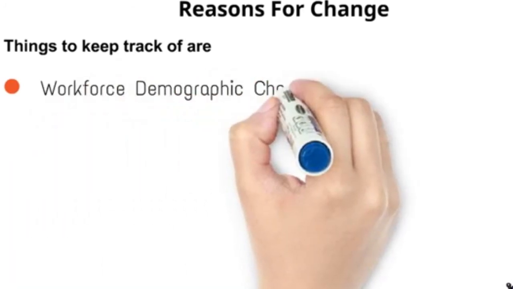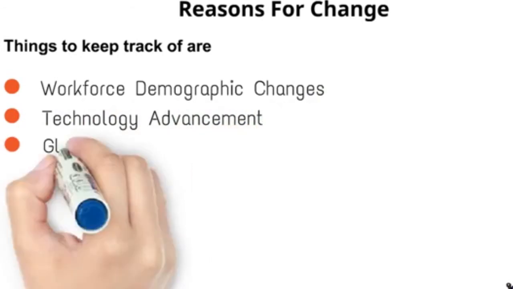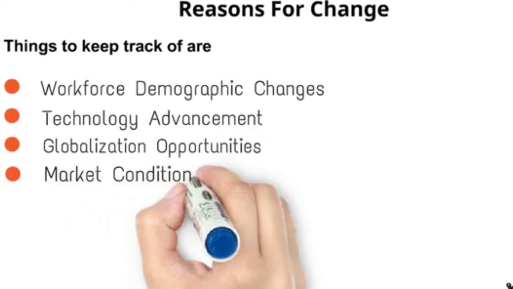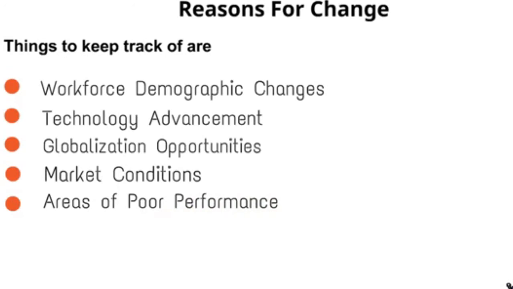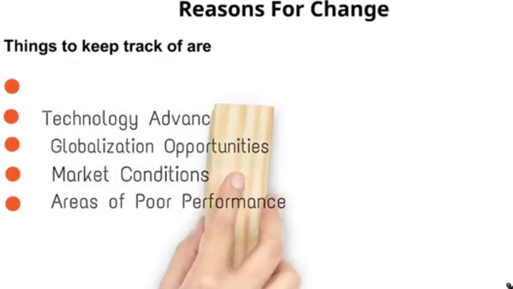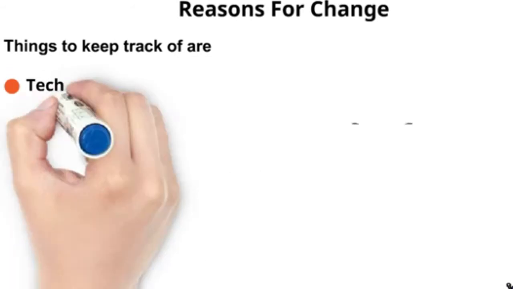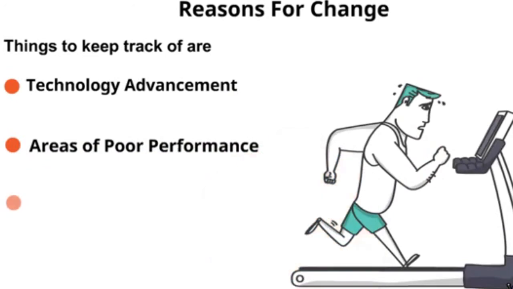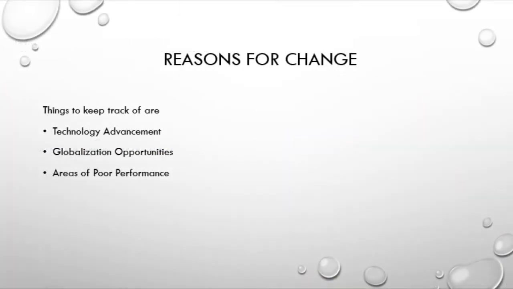workforce demographic changes, technology advancement, again, globalization opportunities, market conditions, areas of poor performance. We list all these just to show that academia agrees, and we can see that all these areas are pertinent in the music production industry. Technology advancement and globalization opportunities, areas of poor performance are major areas that we need to keep track of.